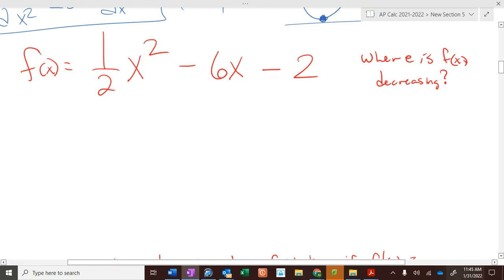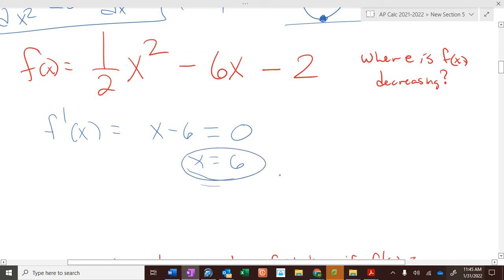Okay, where is this function decreasing? Find the first derivative. What is the first derivative of this function? Set the first derivative equal to zero. Six is a what? Number. What kind of a number? Positive. Yeah. What's a specific thing we say about this when the first derivative is equal to zero? It's a something number. Critical number.